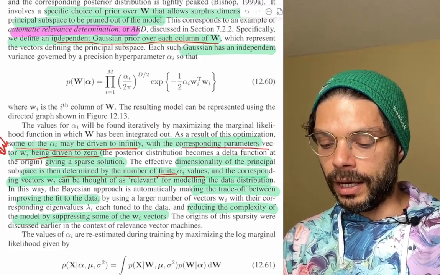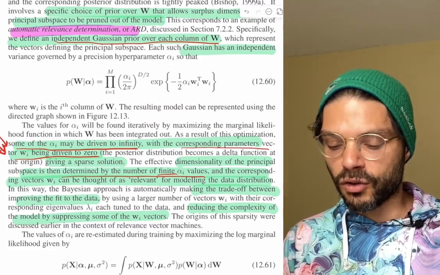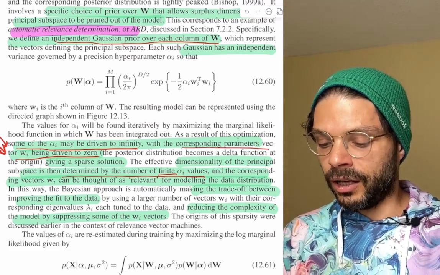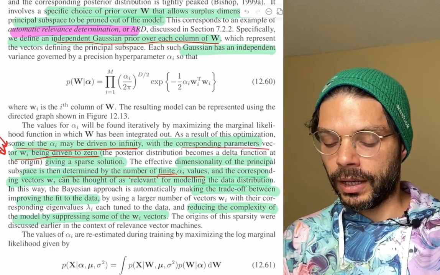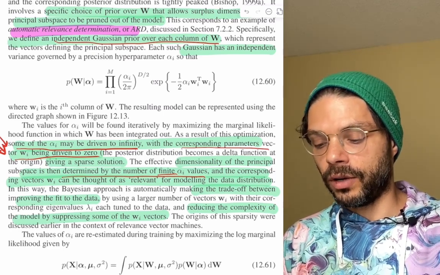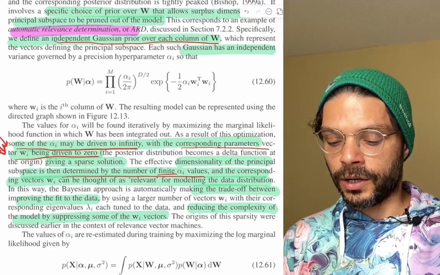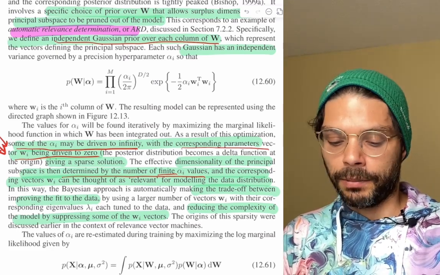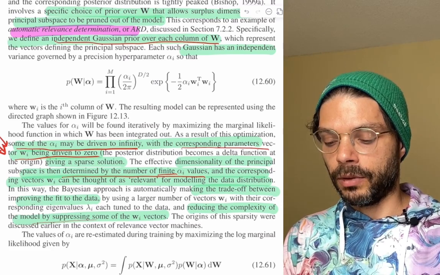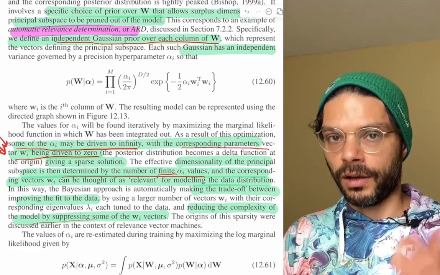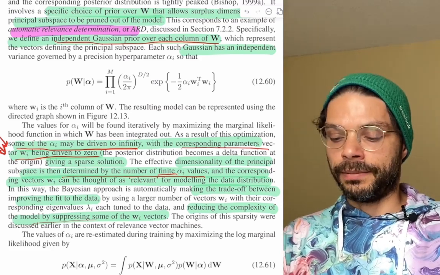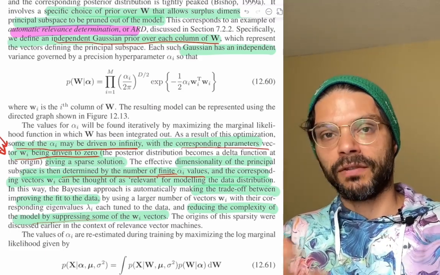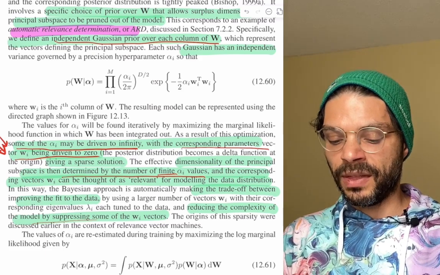In this way, the Bayesian approach, I'm not so sure this is really the Bayesian way, but anyway, let's just take his word for it, is automatically making the trade-off between improving the fit to the data by using a larger number of vectors w_i, with the corresponding eigenvalues lambda_i, each tuned to the data, and reducing the complexity of the model by suppressing some of the w_i vectors. I think some of those details are going to be explained earlier, but the key thing is that there is this possibility of trading off the complexity of your model with the goodness of fit.